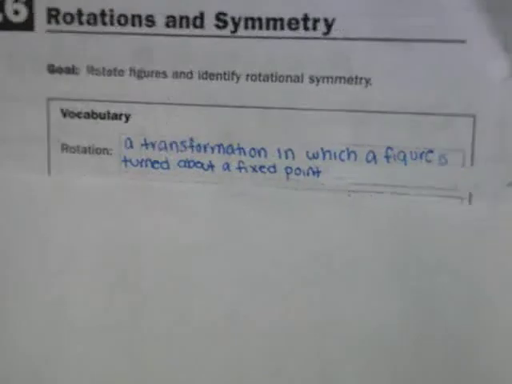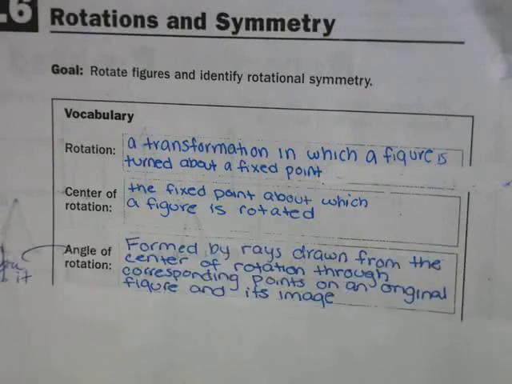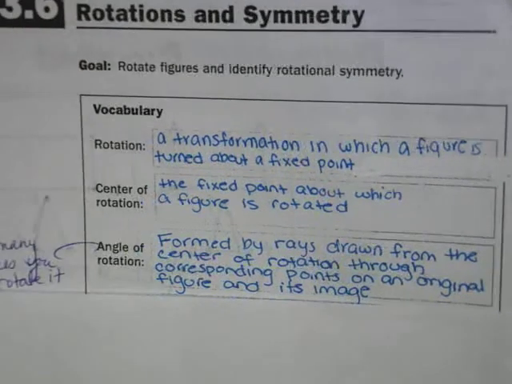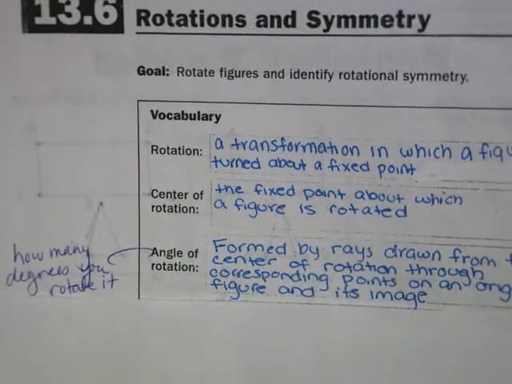I'm going to try to zoom in a little bit here for you as well. The center of rotation is that fixed point about which the figure is rotated. So when we're rotating it about a certain point, its name is the center of rotation. The angle of rotation is formed by rays drawn from the center of a rotation through corresponding points on an original figure and its image. A way to summarize that big long definition is how many degrees you rotate it.